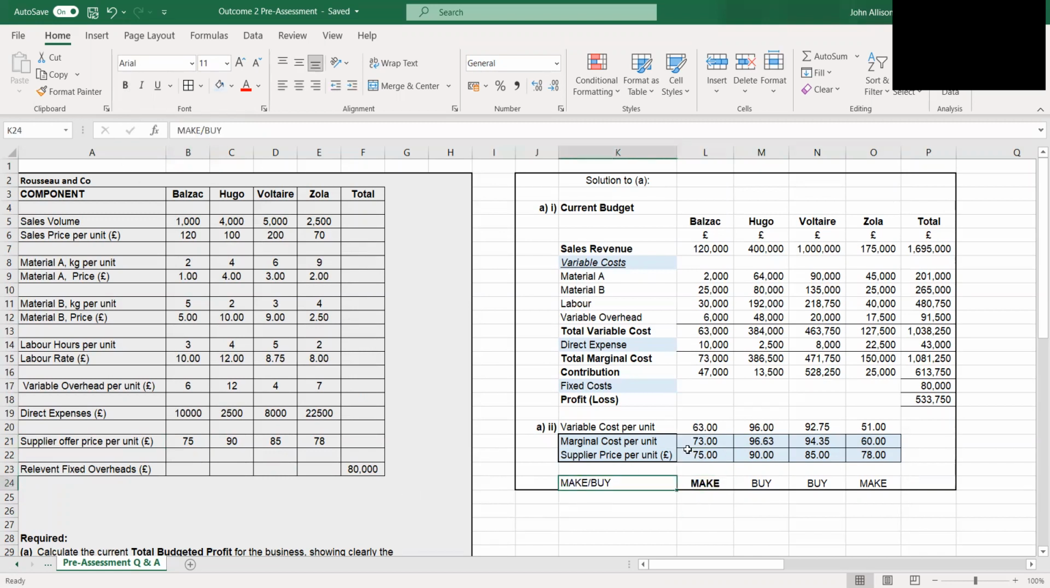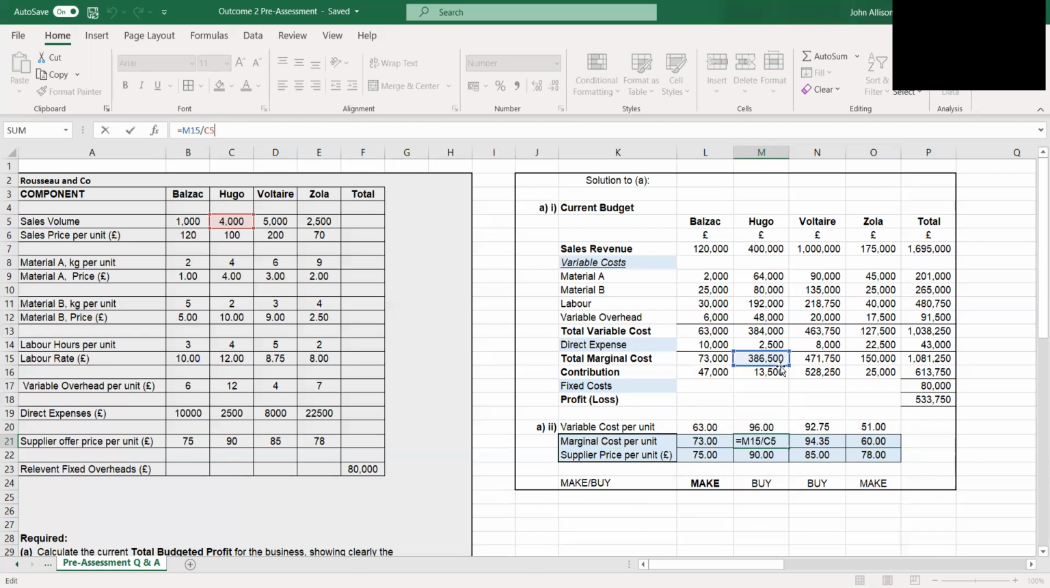So I've got to make the buy options here. Let's see, the first one we're going to make. The next one, I've done the same thing to get the variable cost per unit. We're going to use the variable cost per unit later, so make sure we calculate these here. But the ones that are going to force the decision are the marginal cost versus the supplier price per unit. Again, it's the same thing I've done here with Hugo.